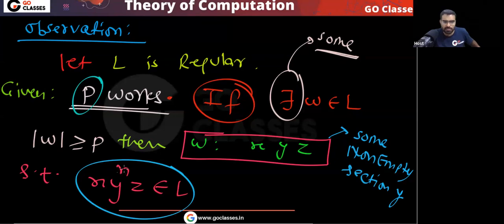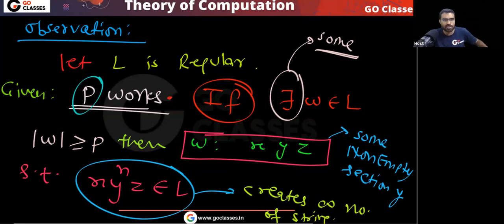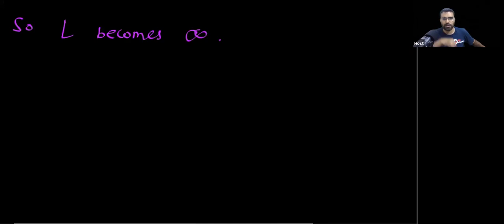Because this N you can put 0, 1, 2, 3, 10, 100, 1 trillion, 1 million. So if you do this, it creates infinite number of strings. Your language will become infinite. Yes or no? So language L becomes infinite. Definitely in such a situation L becomes infinite.